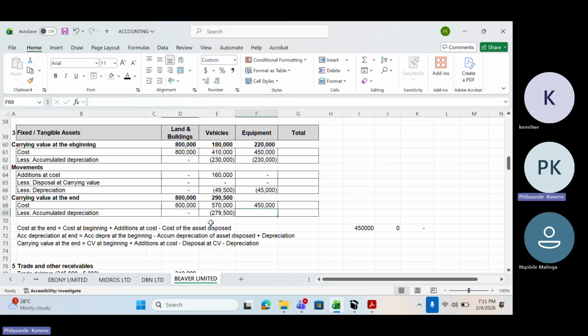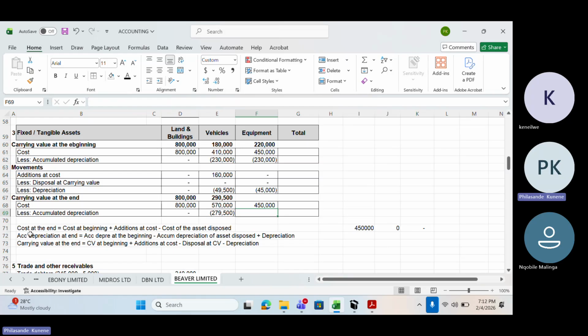Okay. Accumulated depreciation at the end. There is the formula there. Accumulated depreciation at the end is equal to accumulated depreciation at the beginning minus accumulated depreciation of asset disposed plus depreciation. So how much would be our accumulated depreciation at the end? No, it can't be 230,000. What is the formula saying?